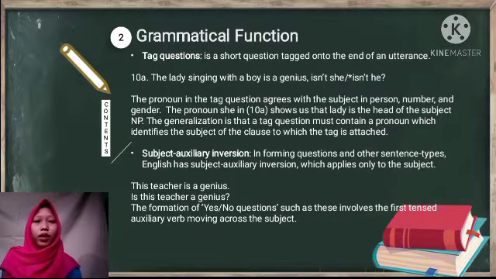In forming questions and other sentence types, English has subject auxiliary inversion, which applies only to the subject. For example, this teacher is a genius. Is this teacher a genius? The formation of yes or no questions such as this involves the first tense auxiliary verb moving across the subject.